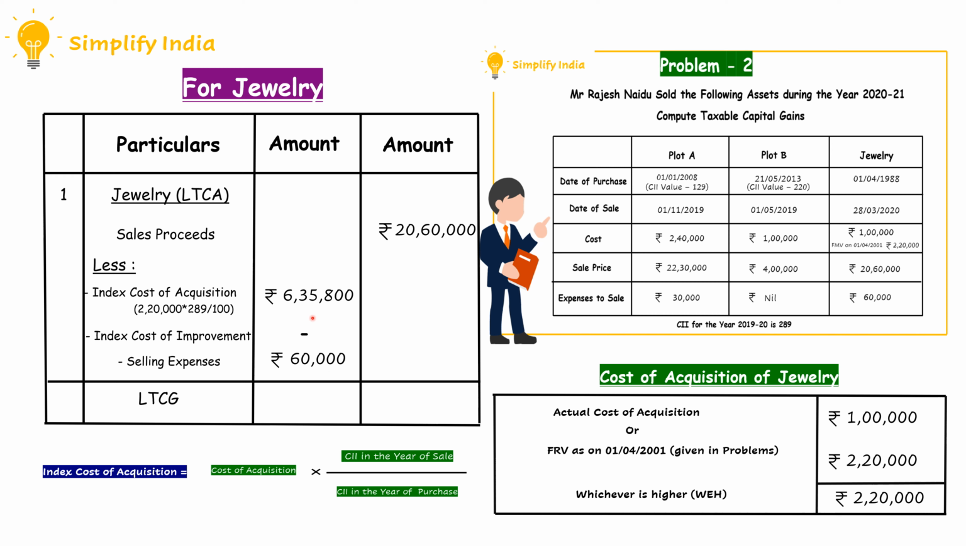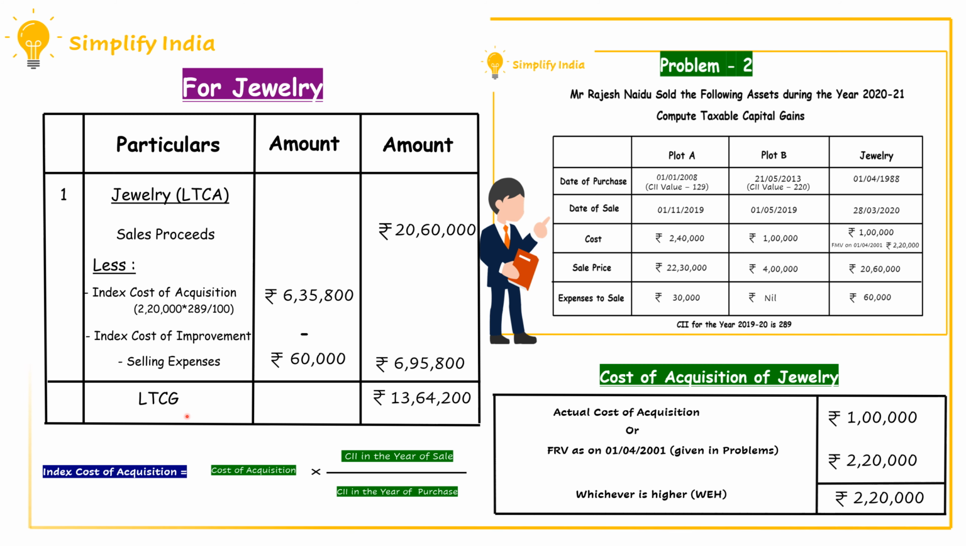Now we have to total both of these values, that is index cost of acquisition and the selling expenses. We will get the total of rupees 6,95,800, and this value we have to deduct from the sales proceeds, that is rupees 20,60,000 minus rupees 6,95,800. Here we will get a long-term capital gain of rupees 13,64,200.